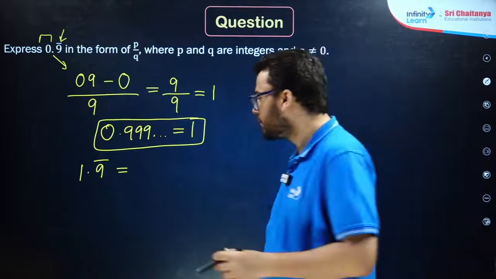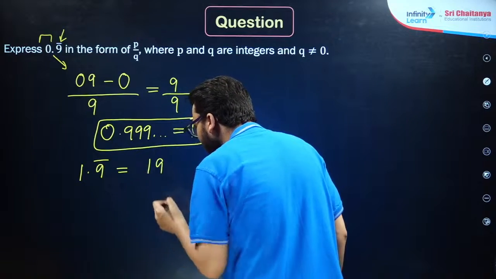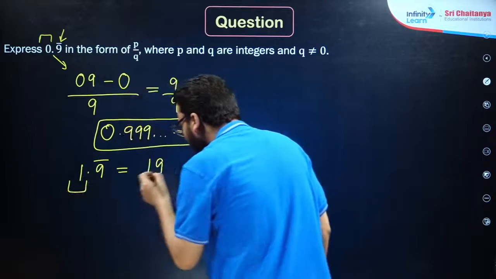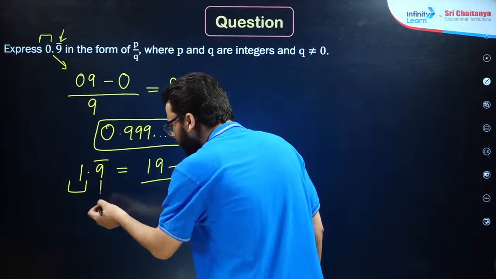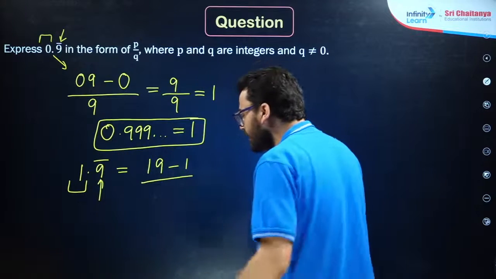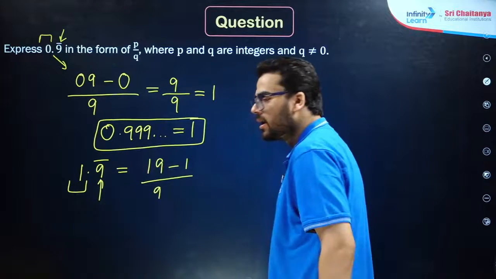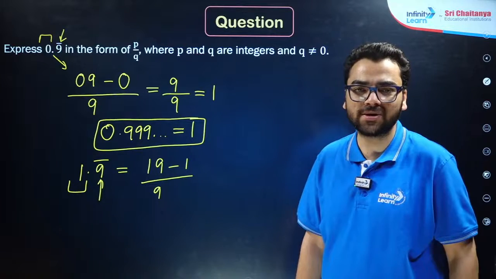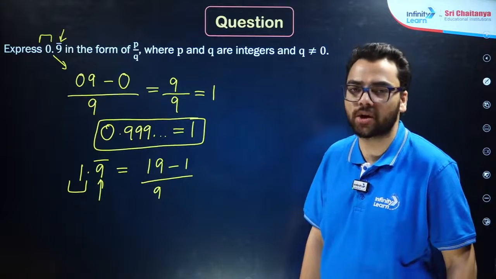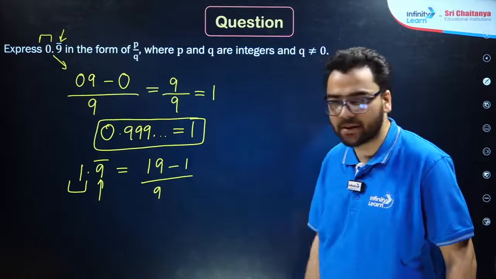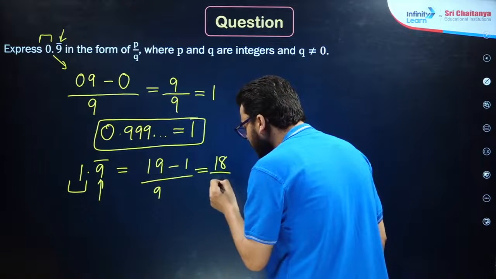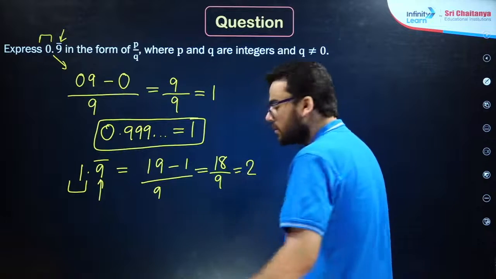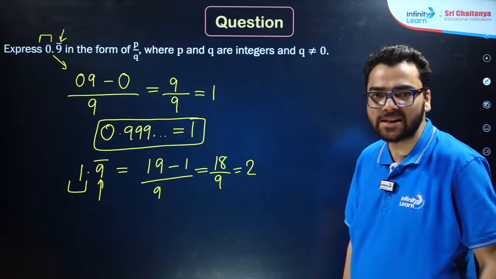So if you take 1.9 bar, write the complete number minus the number on which bar is not there, divided by, on one digit bar is there, so 9 will come. Now after the decimal, there is no such digit on which bar is not there. So no 0 will come in the denominator. The answer is 18 by 9. That is 2. That is 2 only.